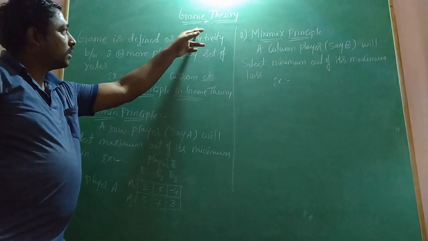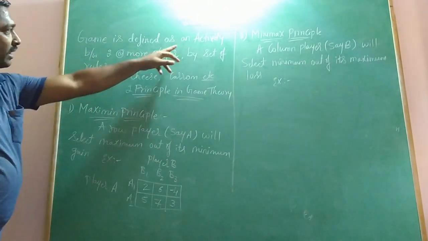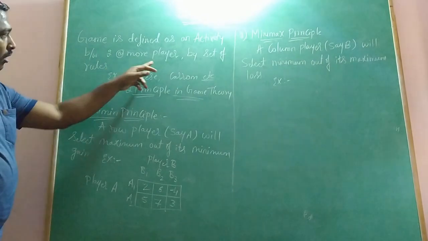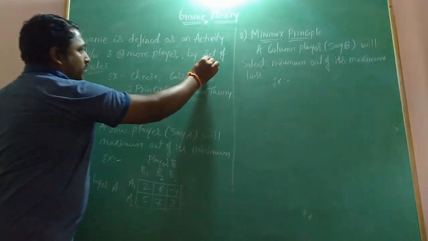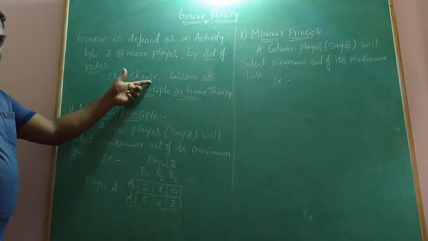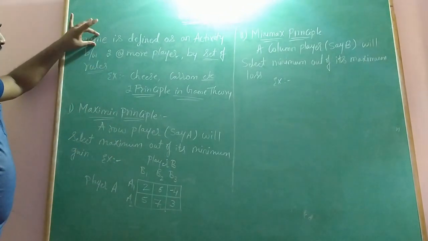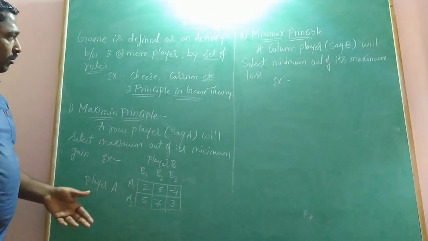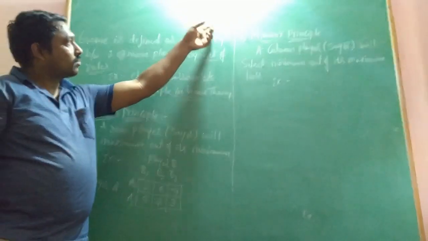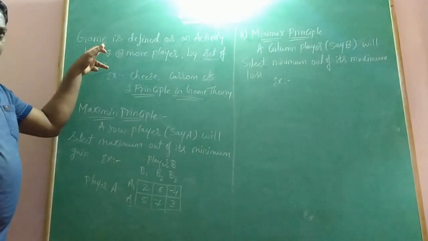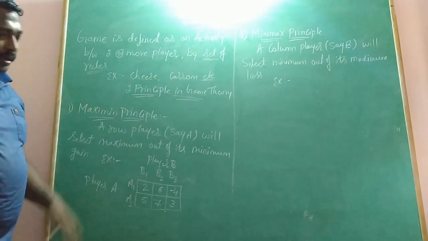Where we are going to solve on game theory. A game is defined as an activity between two or more players by a set of rules. The examples for a game may be chess, carom, etc. As per the game, it may be cricket, football, or any other type of game. But with respect to game theory, a game is applicable for a two-player game, that is chess, carom, etc.